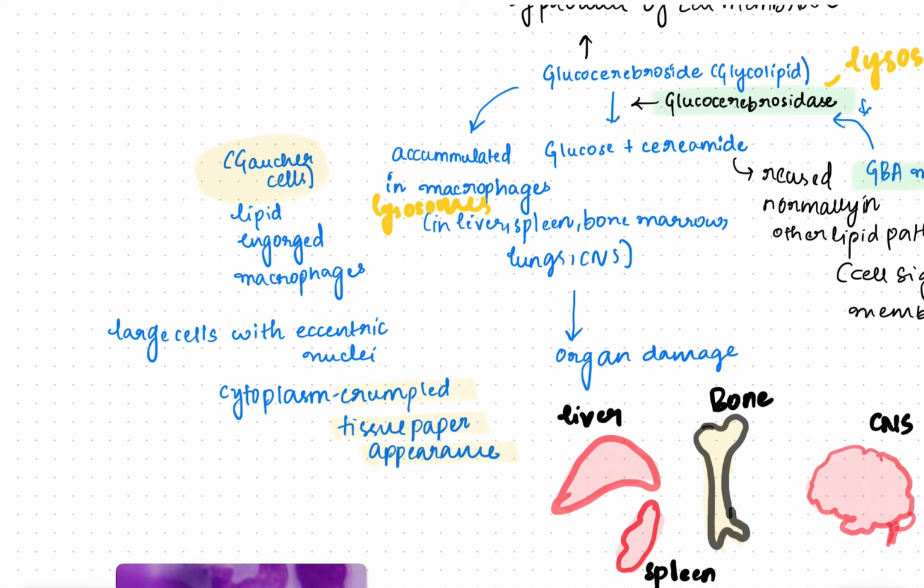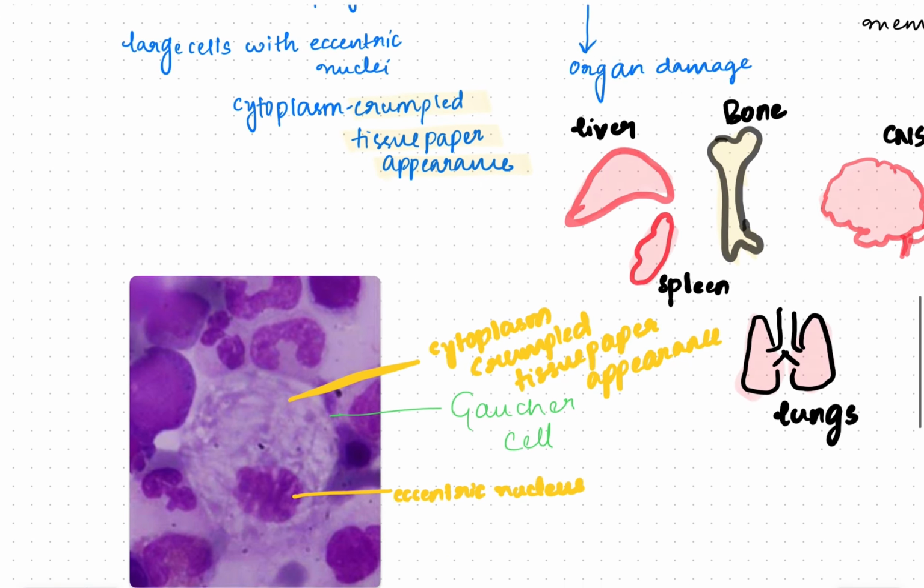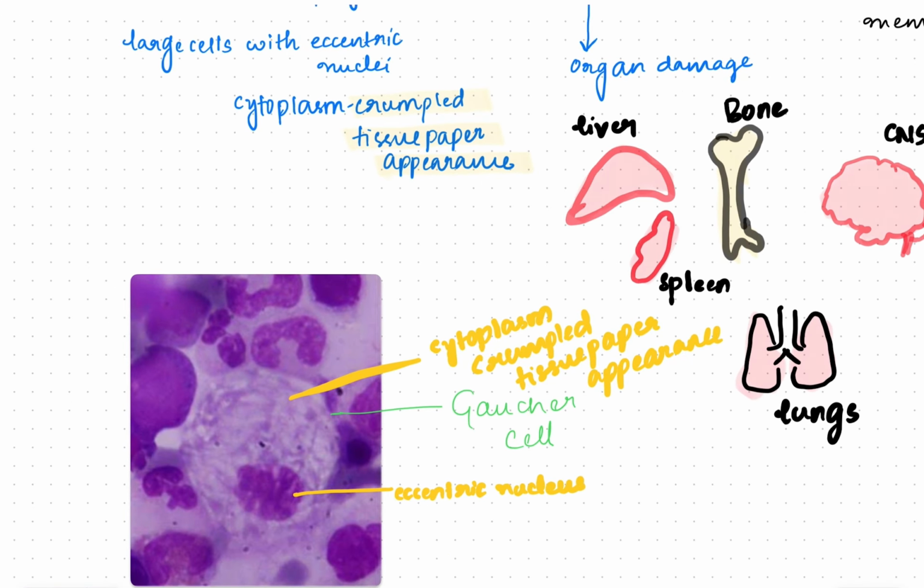On bone marrow biopsy we can see Gaucher cells, which are lipid engorged macrophages, that is, large cells with eccentric nuclei, and the cytoplasm has a crumpled tissue paper appearance. This picture is showing a Gaucher cell with an eccentric nucleus and cytoplasm showing crumpled tissue paper appearance.